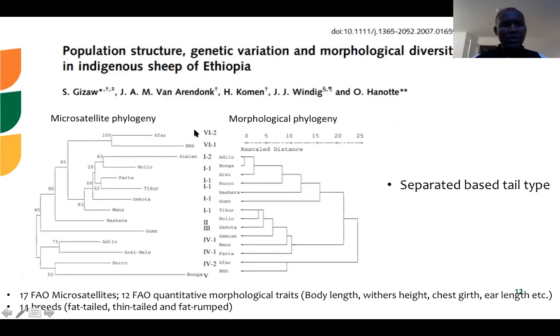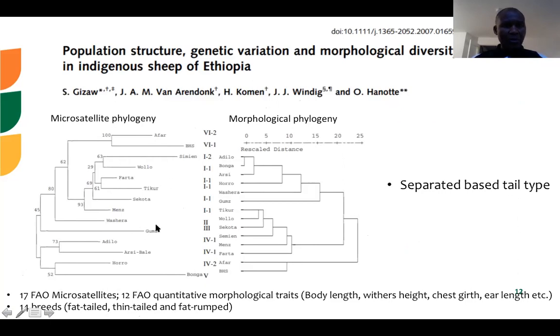I'd also like to talk about this third study, which was done by Gizao et al. on Ethiopian sheep, and it looked at population structure. I found this study to be a little bit unique, in the sense that apart from analyzing 17 FAO recommended microsatellite markers, they also analyzed 12 quantitative morphological traits. And the number of breeds they used were 14, and these breeds included fat-tailed sheep, thin-tailed sheep, and the fat-rumped sheep. And this is almost equivalent to what Anne Muigai had analyzed in her PhD study.